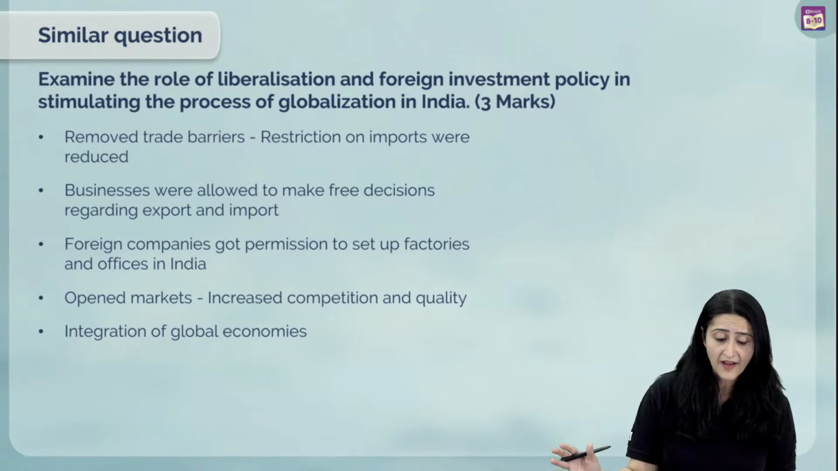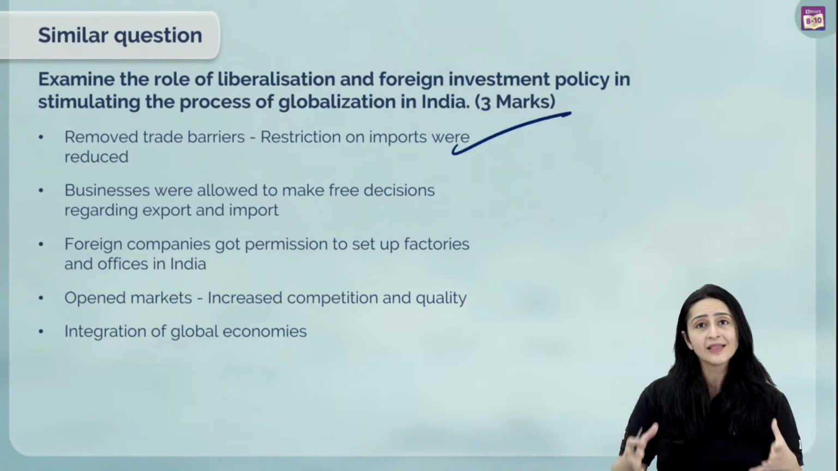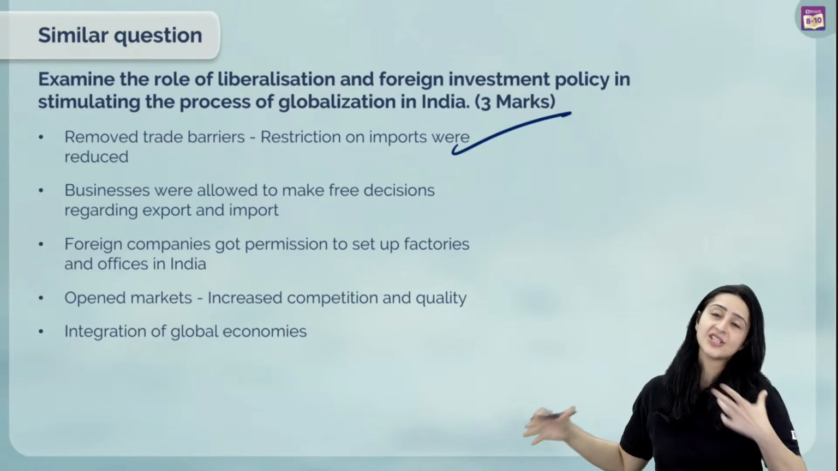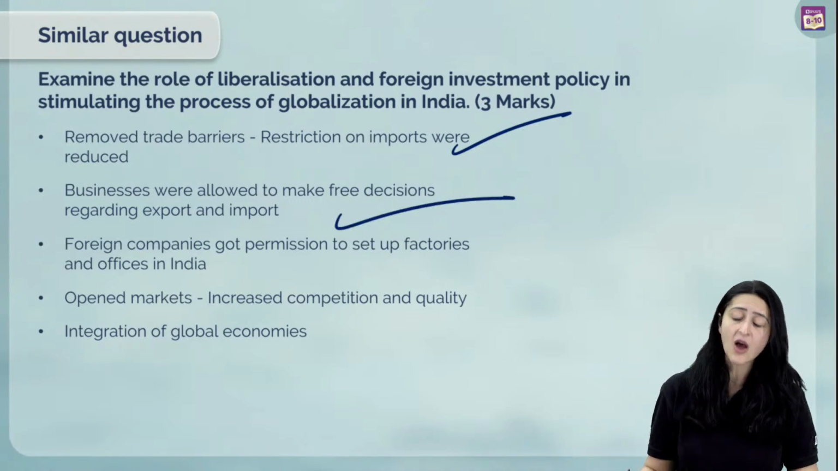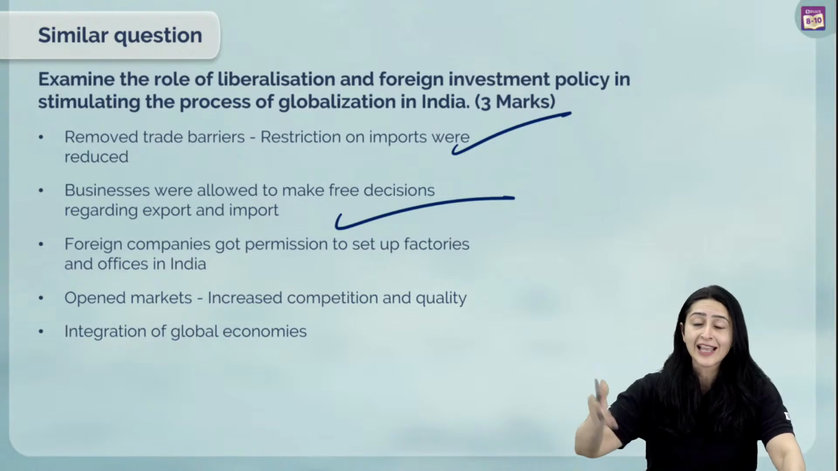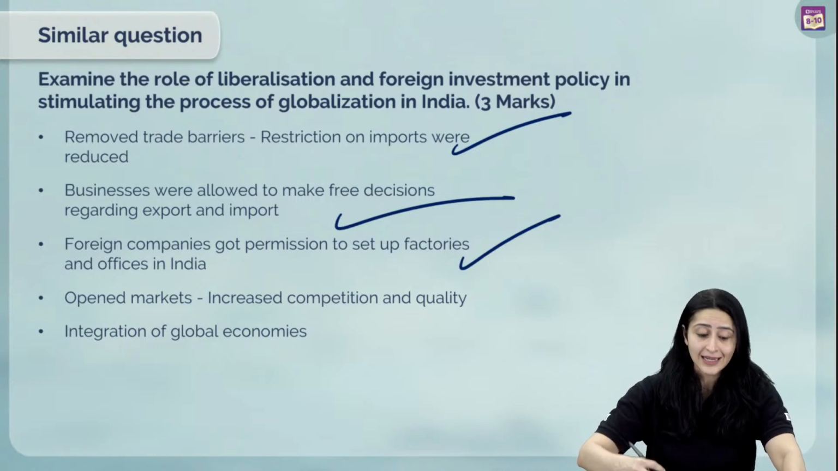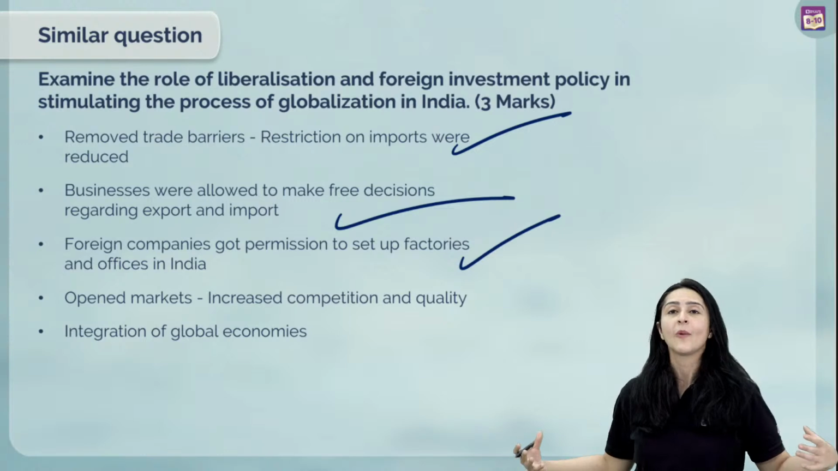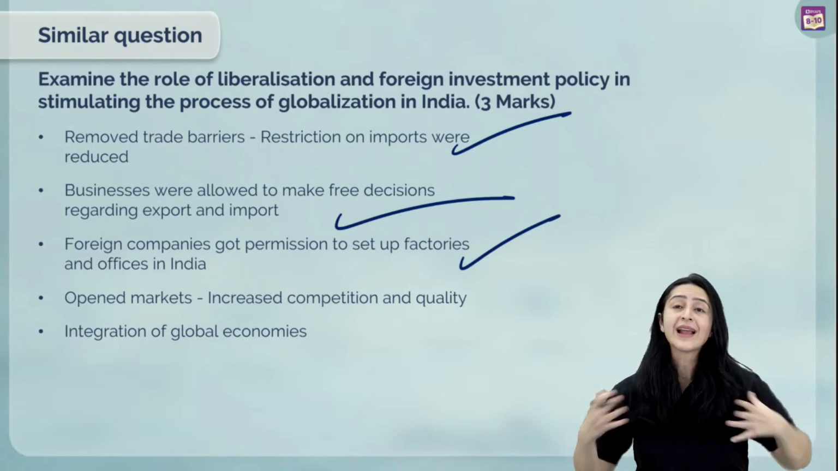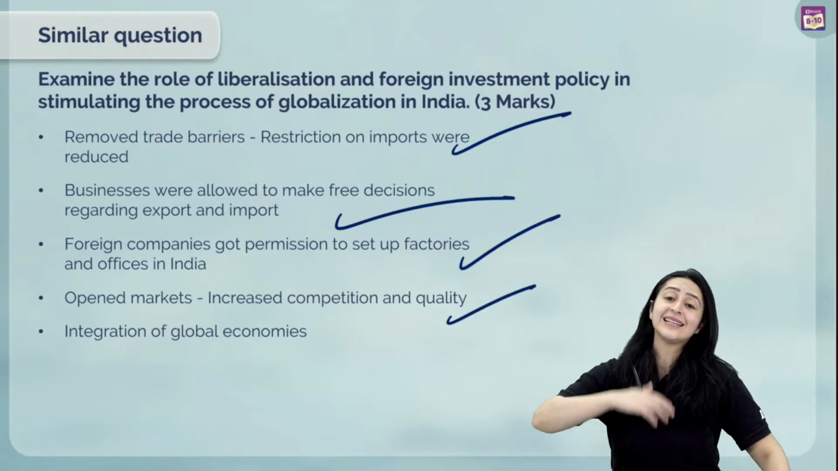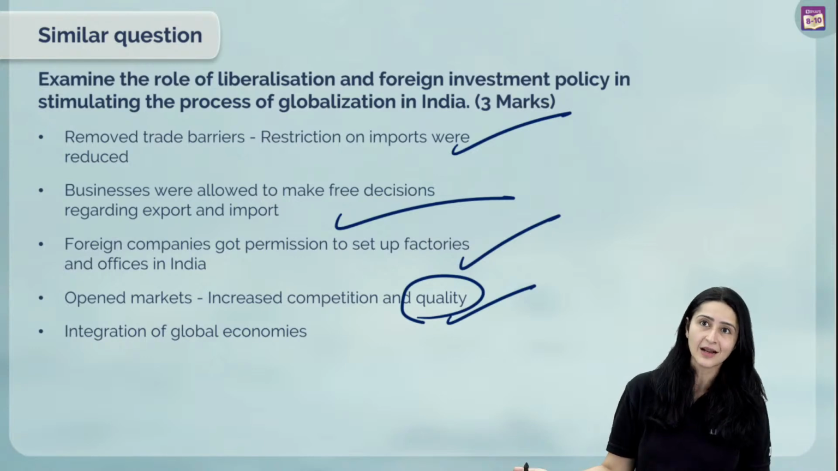You could get a 3-mark question, you could get a 5-mark question, but how has it helped globalization? Number one, it has helped to reduce trade barriers. When the trade barriers are removed, automatically the restrictions on imports are removed, and so there is more money coming into the system. Businesses are allowed to make free decisions in terms of import and export. So again, this is great, right, for globalization. Foreign companies have got permission to set up their companies in India. Again, this is a very important point where we're sort of interconnecting with each other to make it a united world, as Disha says. Yes, so more access to foreign companies. This has opened up markets, increased competition, and when there is increased competition, the quality of products is also better.